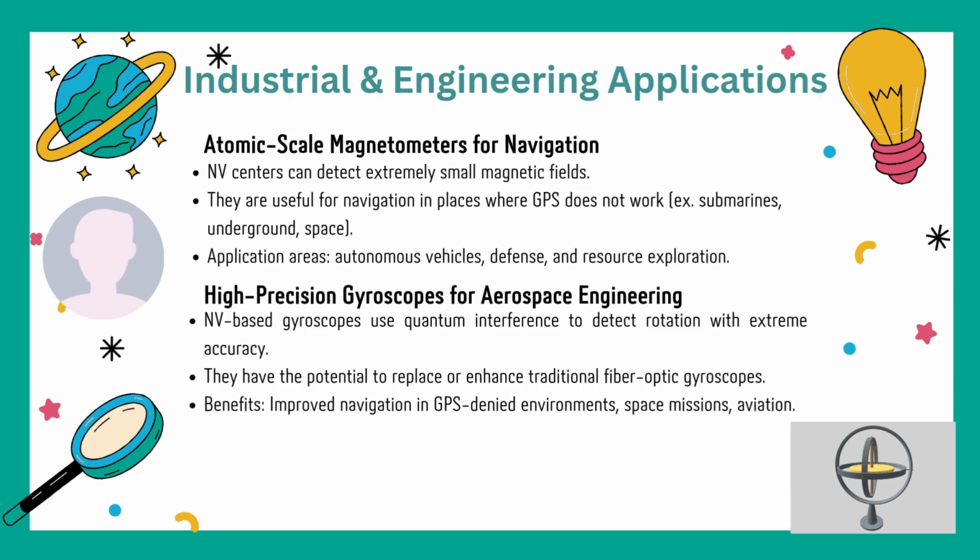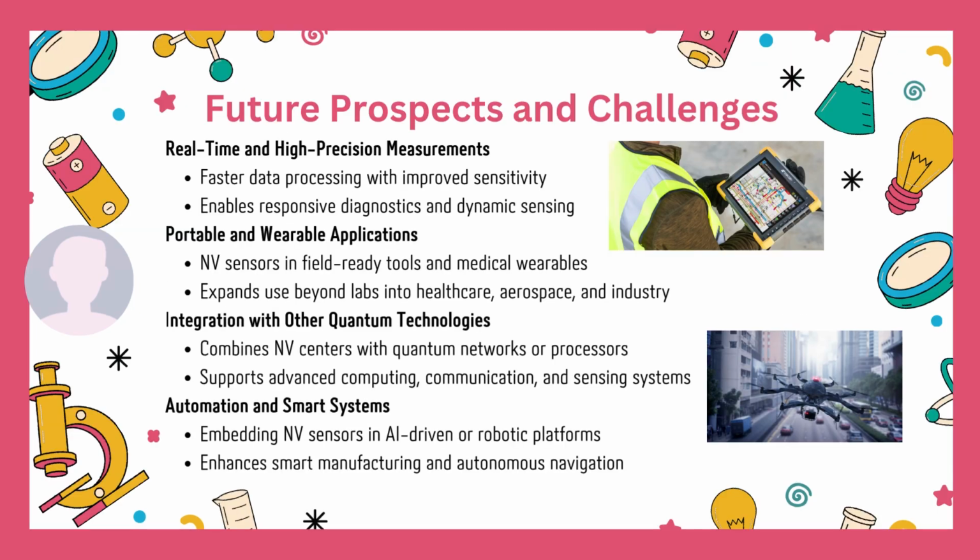Another application is in gyroscopes. NV based gyroscopes use quantum interference to detect rotation with extraordinary precision. These could one day replace or enhance traditional fiber optic gyroscopes, offering better accuracy and reliability. The key benefit here is improved navigation in GPS denied environments, which is critical for aerospace, space missions, and advanced aviation systems. As we look ahead, NV center technology is poised to make exciting advancements in several areas.